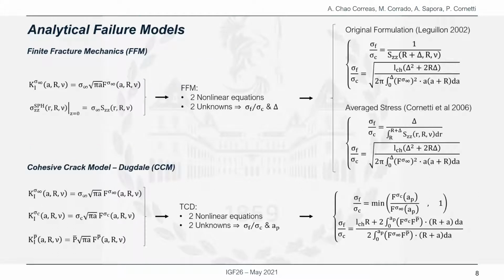On the other hand, finite fracture mechanics and cohesive crack model present an increased complexity, requiring two or even three input functions. The resolution of both is defined by a system of two nonlinear equations with two unknowns for this case. For the finite fracture mechanics, both the original and average stress formulation are here presented. Notice that only the stress criterion changes between these. Then, for the cohesive crack model, three input functions are needed.